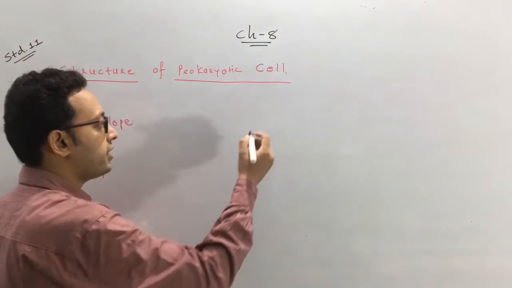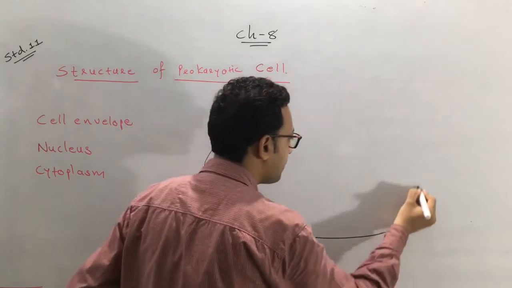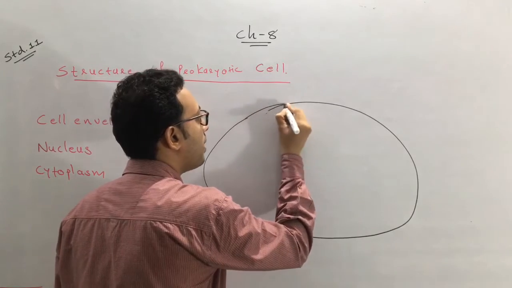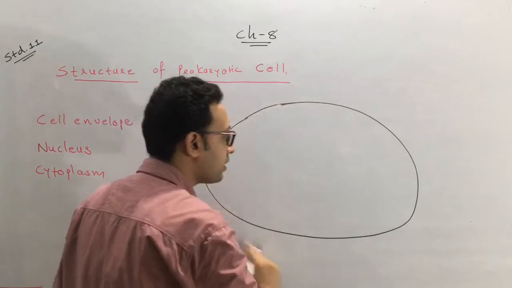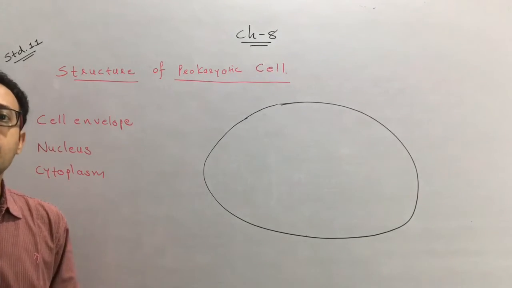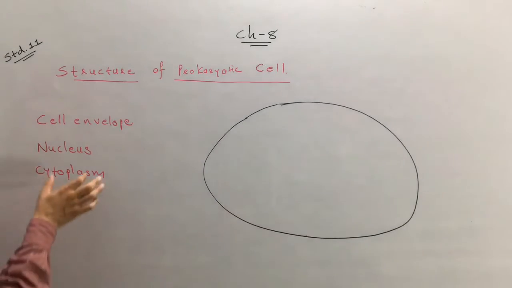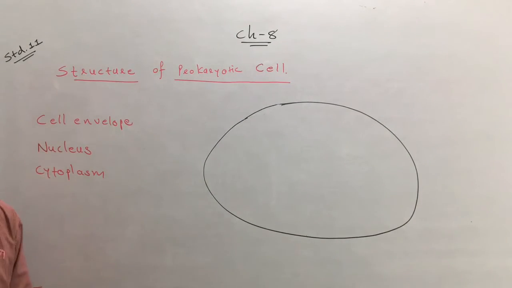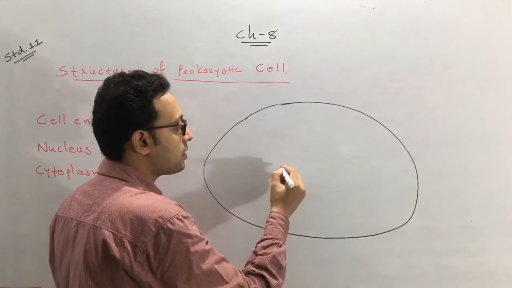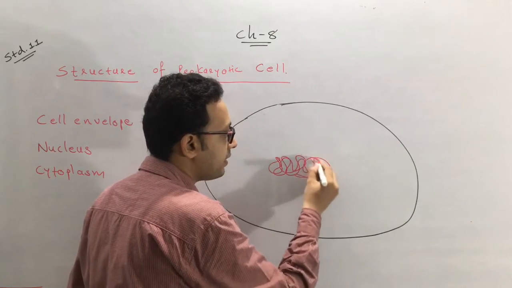So let's start a drawing of this prokaryotic cell. A schematic drawing of a prokaryotic cell. So this is a prokaryotic cell. This cell is covered by a boundary. This boundary is called the cell envelope. What is it called? Cell envelope. Now the second component that is present is a nucleus. Here this cell contains a nucleus, and the nucleus contains a genetic material called DNA.